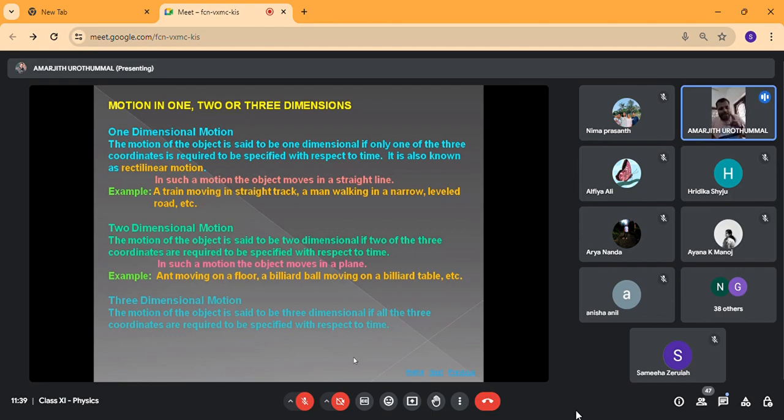Okay. Now you think carefully and tell me the answer. I have a distant target. My enemy is standing at a faraway place, and I took my gun and I am firing at him. I fired the gun. The bullet is going. The motion of the bullet will come in which category? 1D, 2D, or 3D?